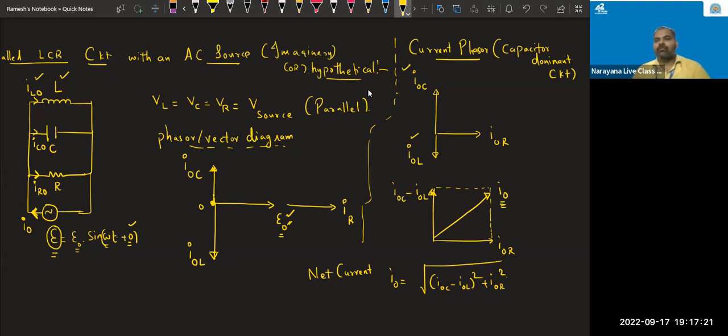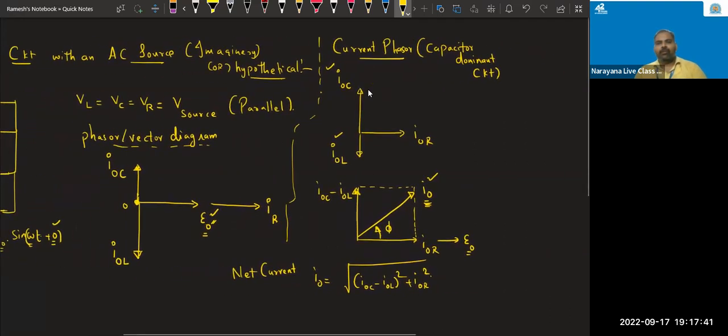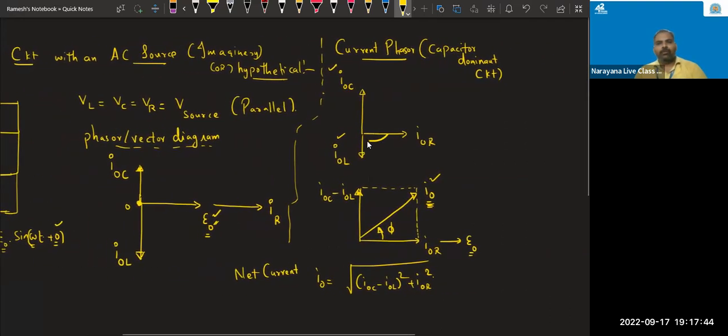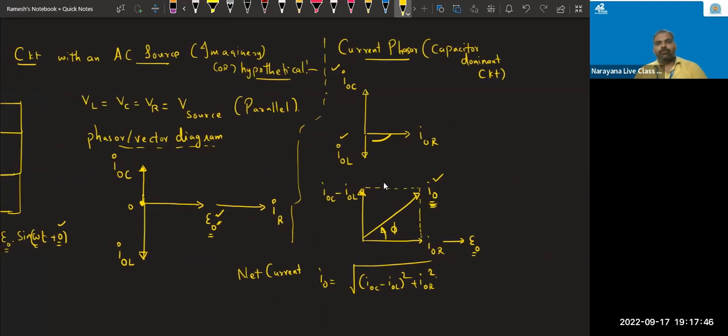Because of the capacitor dominant circuit, where capacitor dominance is there, the current is always leading the applied EMF, no? Yes, sir. So the current is the leader. So what is the phase difference between the net current and net EMF? Not 45.